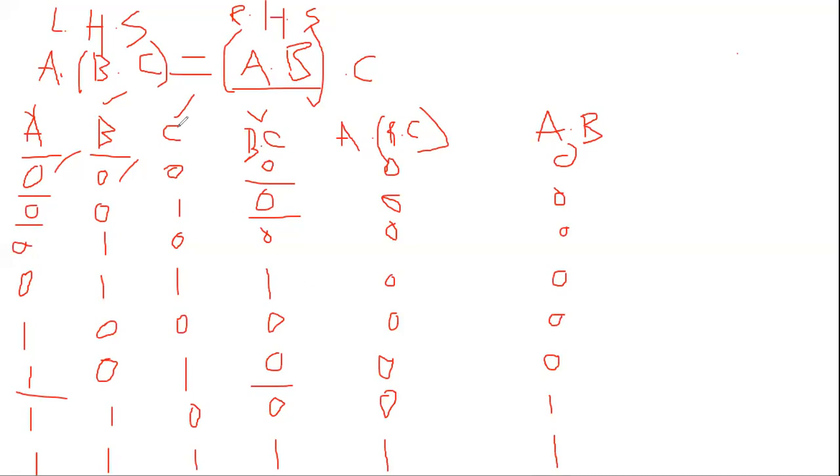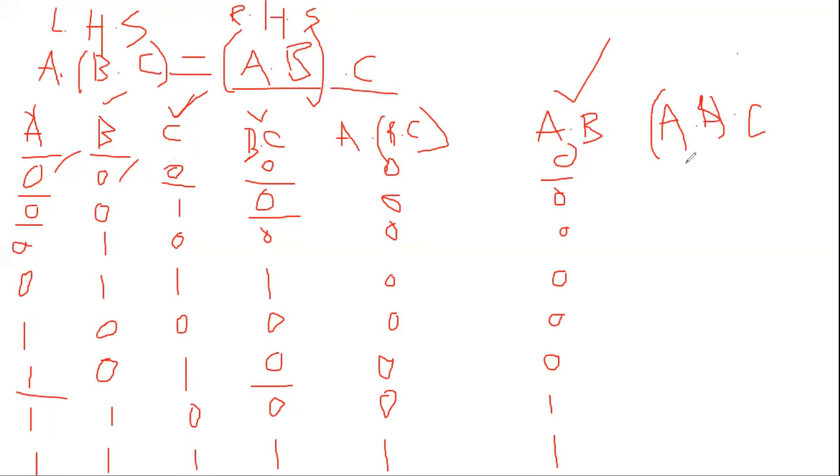Okay, now A dot B is completed. Now that will be ANDed with C. Do you understand how to draw the truth table, based on the expression and the operation we are taking? A dot B dot C. Here A dot B is here and this is C. Now take the AND operation between these two.